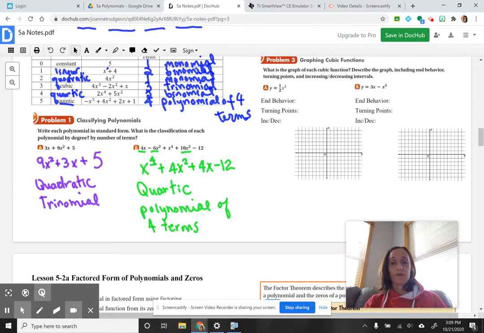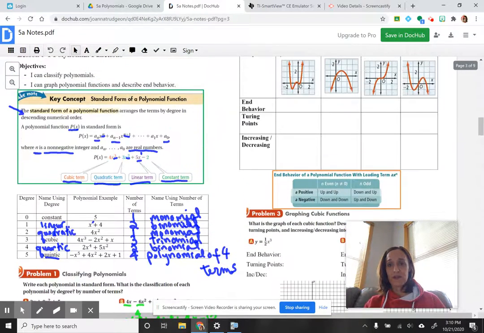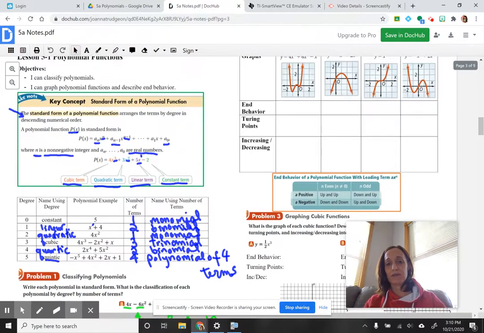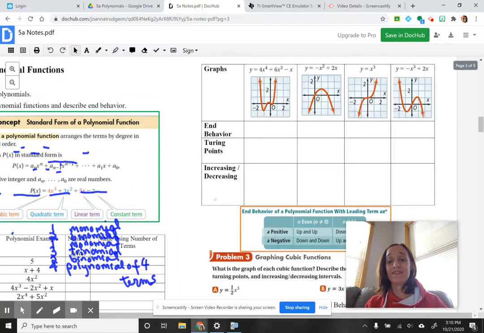Fantastic. All right, moving along here. Now, some other classifications for polynomials. There's a few very important things here that are going to keep coming up. And this stuff is a big topic in pre-calc and then calculus.